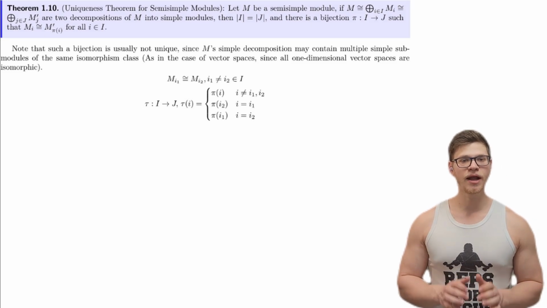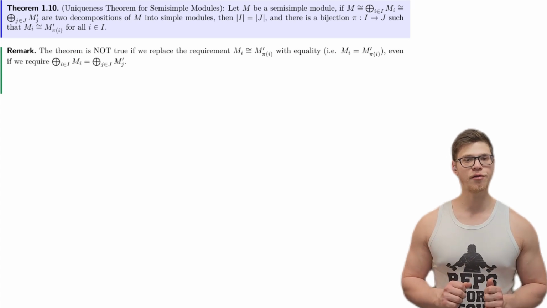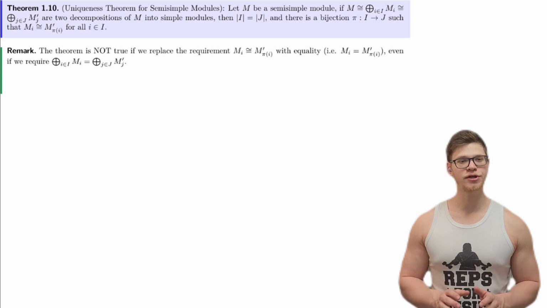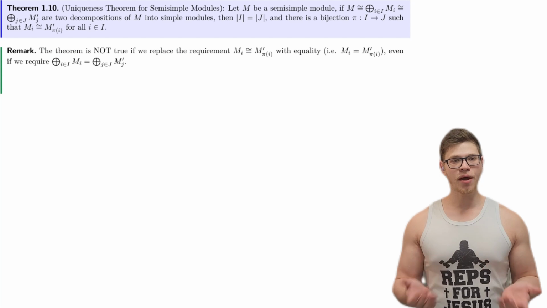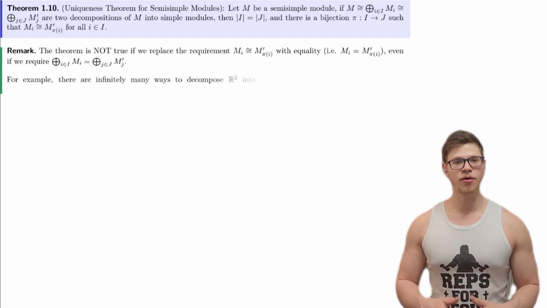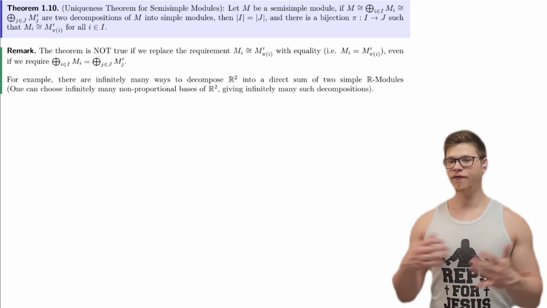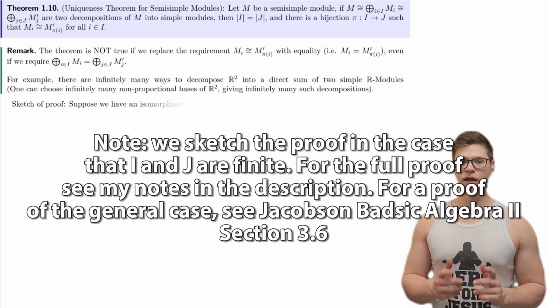Note that the theorem is not true if we upgrade the requirement of isomorphism of the simple components to equality, even if we require the semi-simple decompositions to actually be equal instead of isomorphic. For example, there are infinitely many ways to decompose R2 into a direct sum of two simple R-modules by taking infinitely many non-proportional bases. The sketch of the proof is as follows.